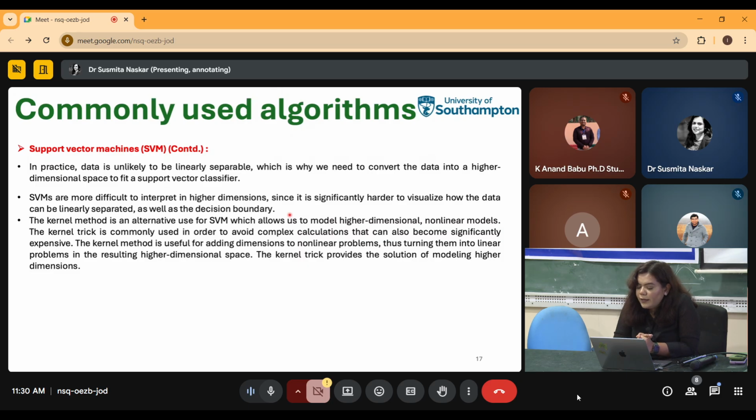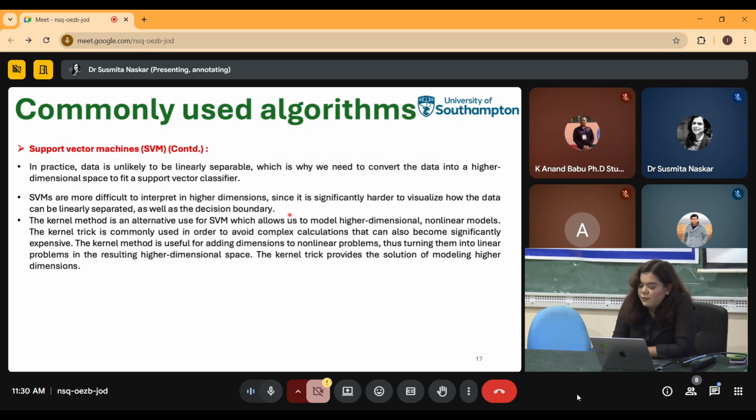However, working in a higher dimension brings challenges as well. Support vector machines become harder to interpret, and calculating these high dimensional transformations directly can be very computationally expensive. This is where the kernel method comes into the picture. Kernel methods allow SVMs to model high dimensional cases or nonlinear relationships without doing any complex calculation, and that's where kernel methods actually work.